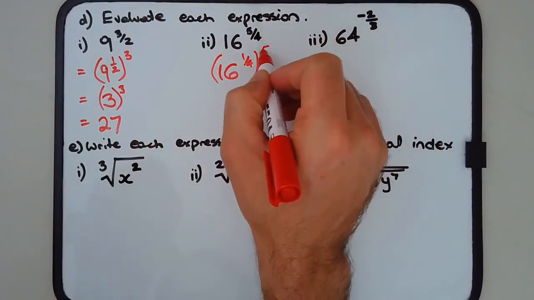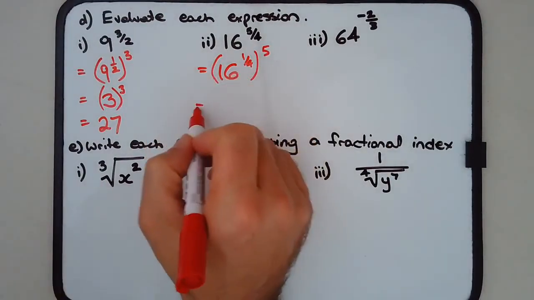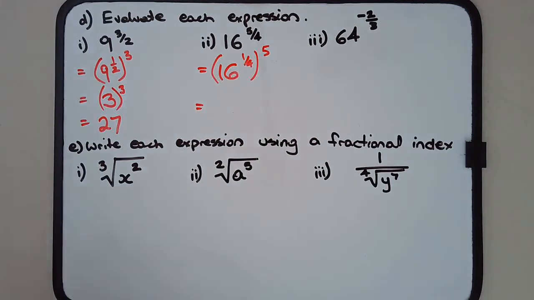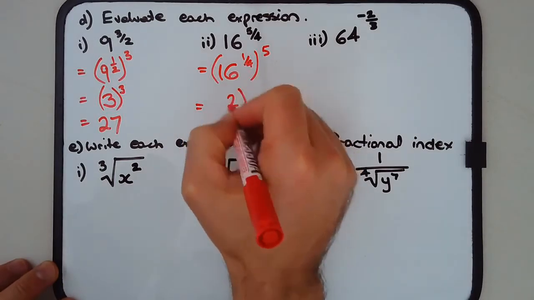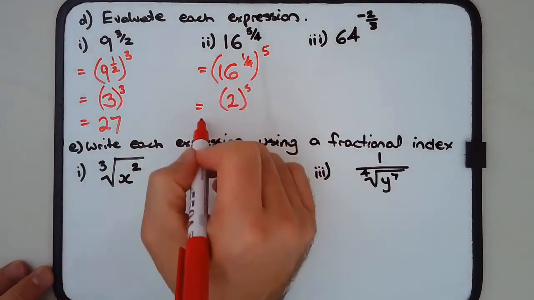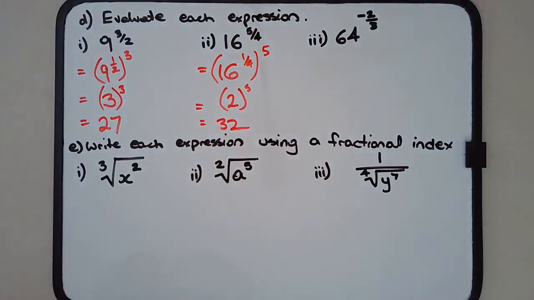So 16 to the power of 1/4. The reason why I say that is because again, it's something that can be quite easy to work out. That's the power of 5. I like this one. 16 to the power of 1/4. Think of a number that when you multiply it by itself 4 times, you get 16. 2 times 2 times 2 times 2. Yeah, counted 4 of them. There you go. That's just 2, right? To the power of 5. And that's just 32.